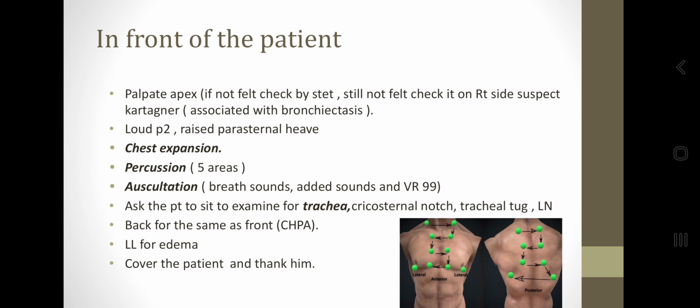Then ask the patient to sit. You have to examine the trachea, very important. Check if it's central or deviated, which can give you very important information about the site of the lesion. If there is any effusion, it will be shifted to the other side. If there is collapse, it will be pulled. If there is pneumonectomy, it can be pulled to the same side as the scar. Check the cricosternal notch and tracheal tug for COPD, and examine for lymph nodes, at least supraclavicular lymph nodes.